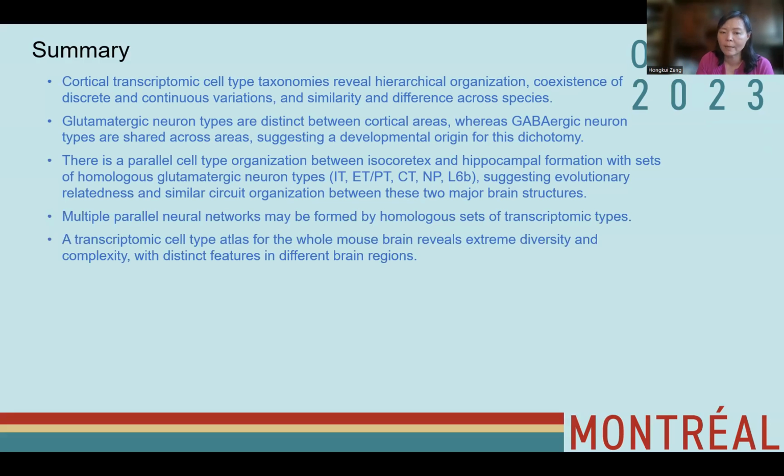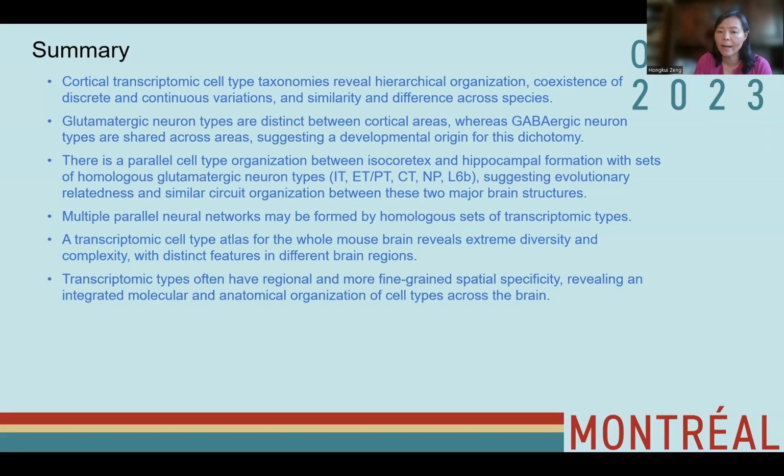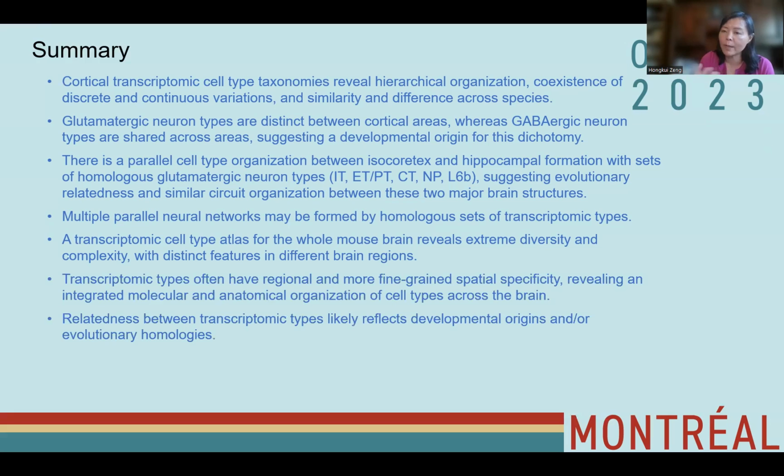A whole brain transcriptomic cell type atlas reveals extreme diversity and complexity, with distinct features in different brain regions. Transcriptomic types often have regional and more fine-grained spatial specificity, revealing an integrated molecular and anatomical organization of cell types across the brain. And the relatedness between different transcriptomic types likely reflects developmental origins and/or evolutionary homologies between the types. So all this can be gleaned from even adult stage transcriptomic profiles. And we find that transcription factors are major determinants of cell type classification, even in the adult brain, in addition to their prominent roles during development, of course.